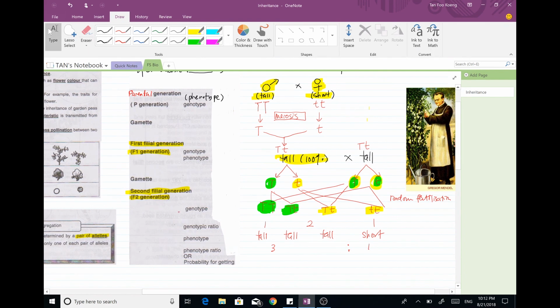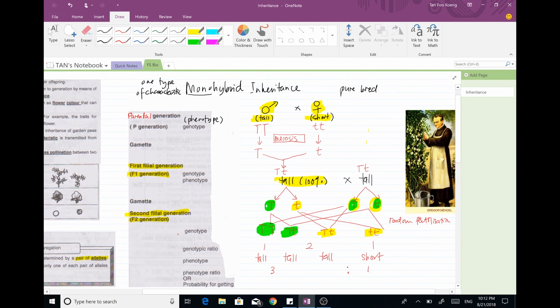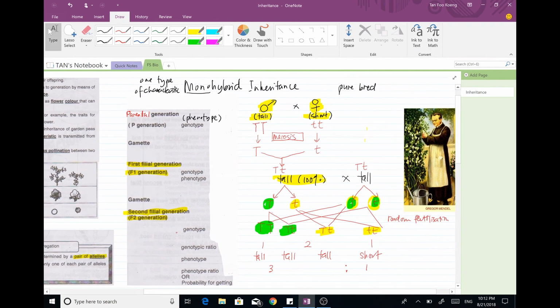So what is the phenotypic ratio in monohybrid inheritance? It is 3:1. What is monohybrid inheritance? Monohybrid inheritance is the inheritance involving only one type of characteristic, and in this case, it is the height of the plant.